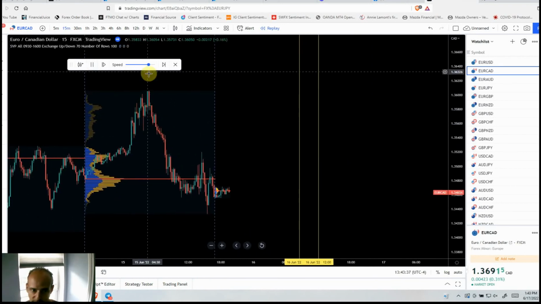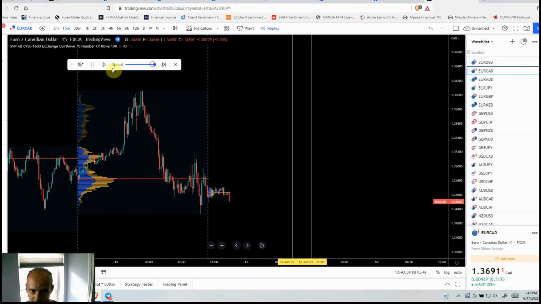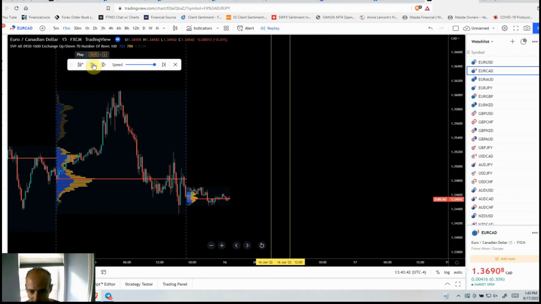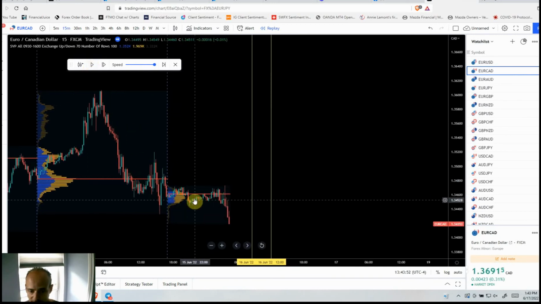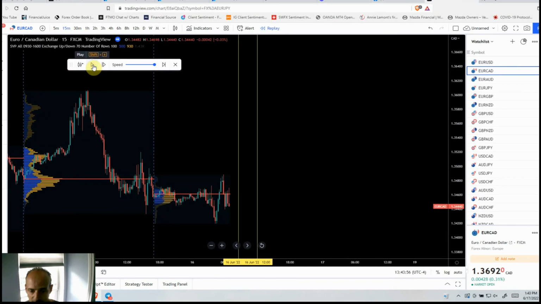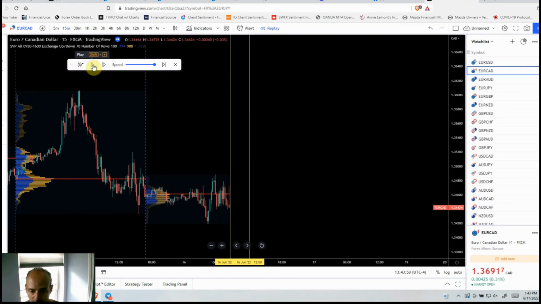All right, I can speed this up a little bit so we're not here all day. All right, so I'm just going to freeze this. You can see the POC forming. The profile is starting to form. POC is down here, so maybe this one doesn't move. You can see it just jumped up a little bit. Okay, price went down. All right, and let me slow this down.